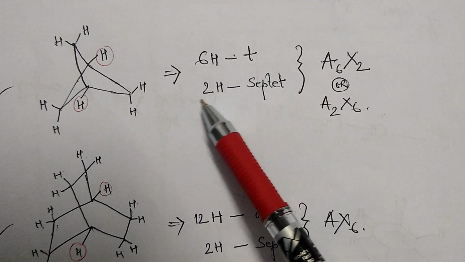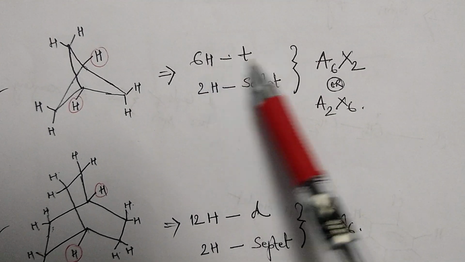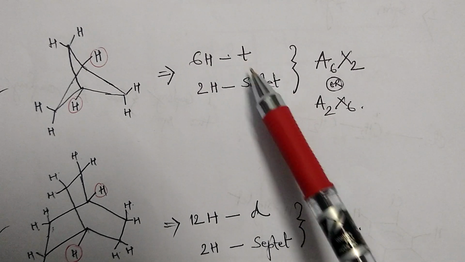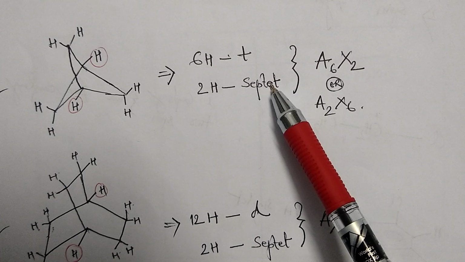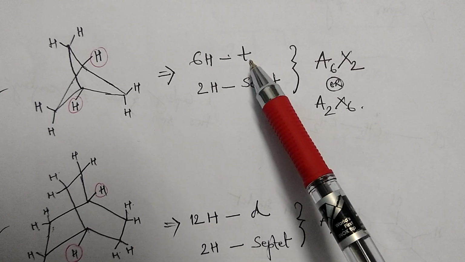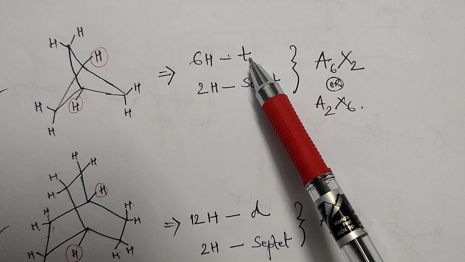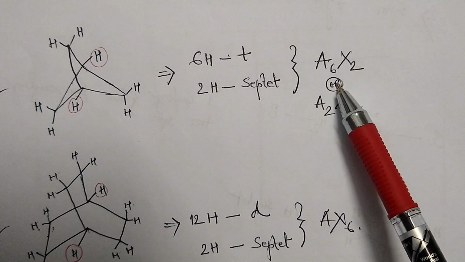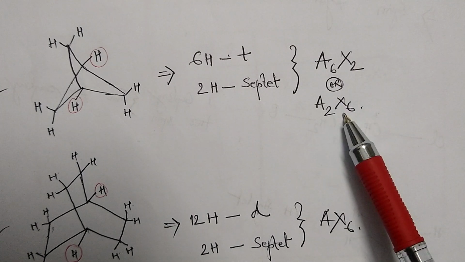So here also it is a two spin system. So two spin, that is an AX system, in which one has a triplet and another has a septet. Reducing one value each from their multiplicities, for triplet we get the value 2 and for septet we get the value 6. So A6X2, or it can be written as A2X6.